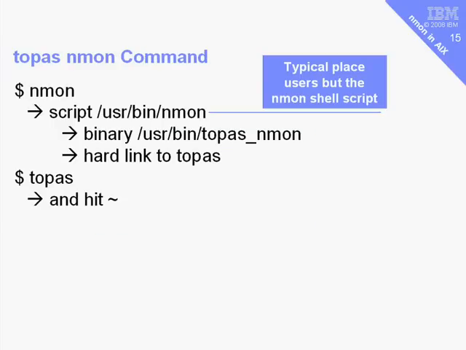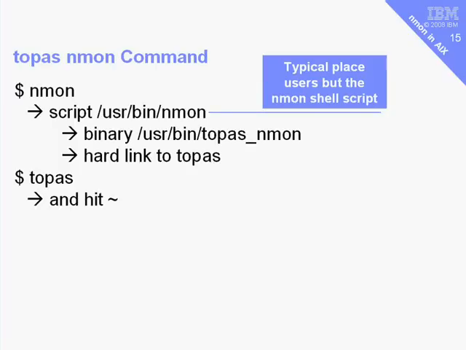Once you've done that, if you type in nmon, you'll start it up. It actually starts a script in /usr/bin/nmon. And if you just look at that script, you'll find a reference to the actual program, the binary that it runs, which is /usr/bin/topaz_nmon. And that's a hard link to the topaz command. So it's the same binary, it just has 2 different names.